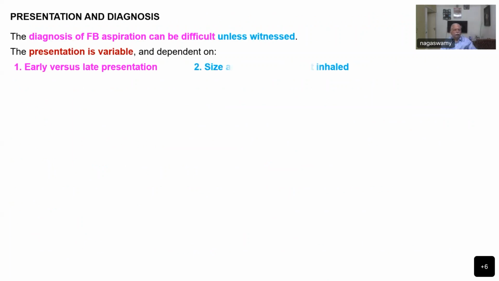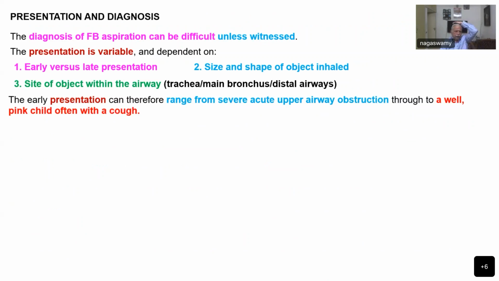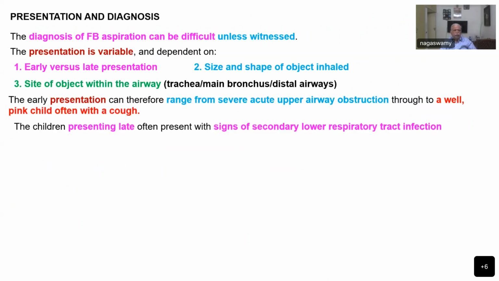So early versus late presentation, and the size and shape of the object inhaled also matter very much. And the site or location where exactly it has got lodged, like trachea, main bronchus, or distal airways, is another reason for the early or late arrival at the hospital. The early presentation can therefore range from severe acute airway obstruction, though a well-appearing child may have only a cough also. Presenting late is often a sign of a lower respiratory tract infection or a pneumonia.